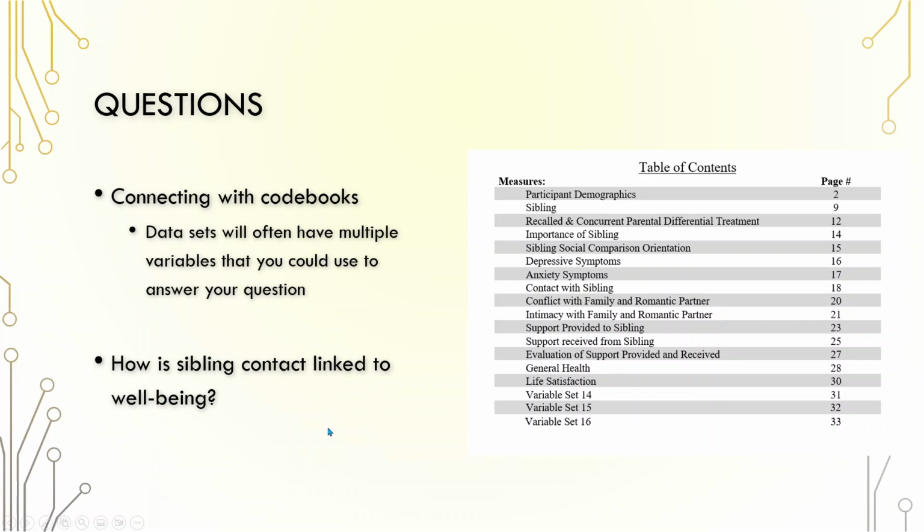That's fairly vague. As you look through this code book, depressive symptoms, anxiety, general health, which is physical health, and life satisfaction, all of those could fit under well-being. So if the question is, which of those should I use? You'll want to evaluate a little bit further.